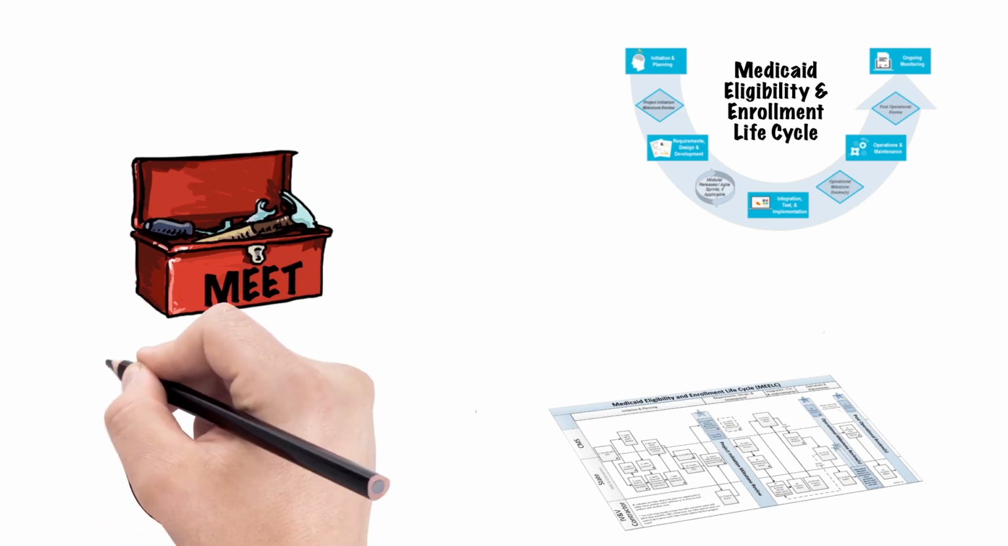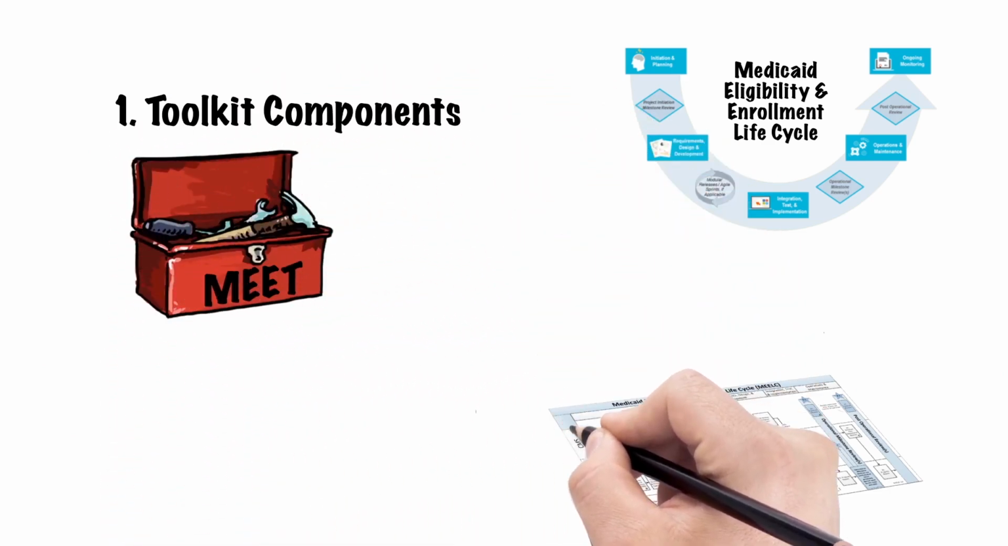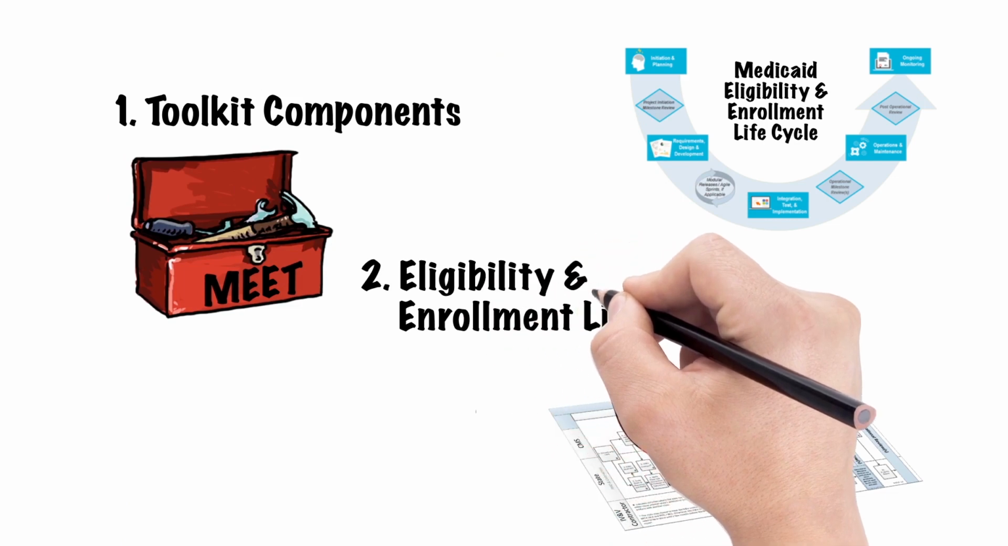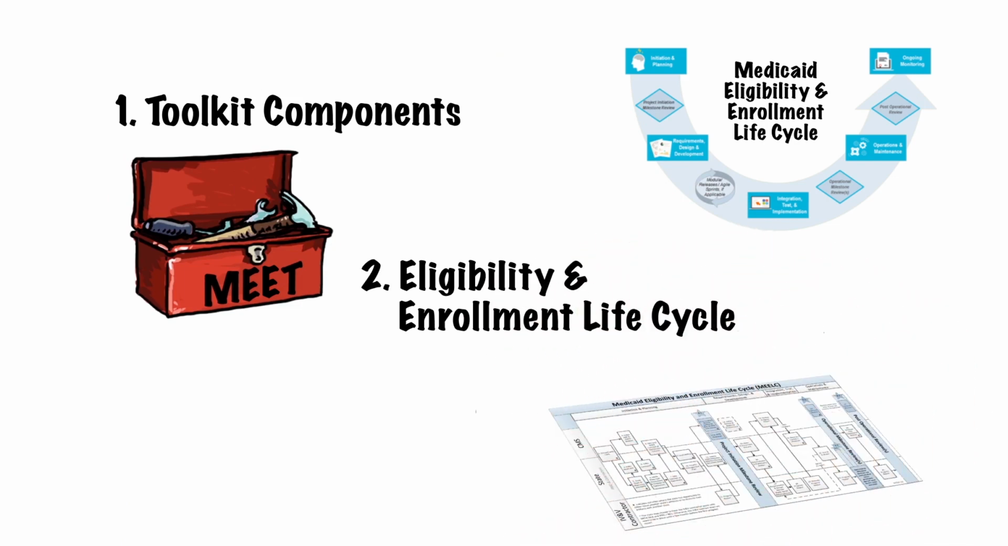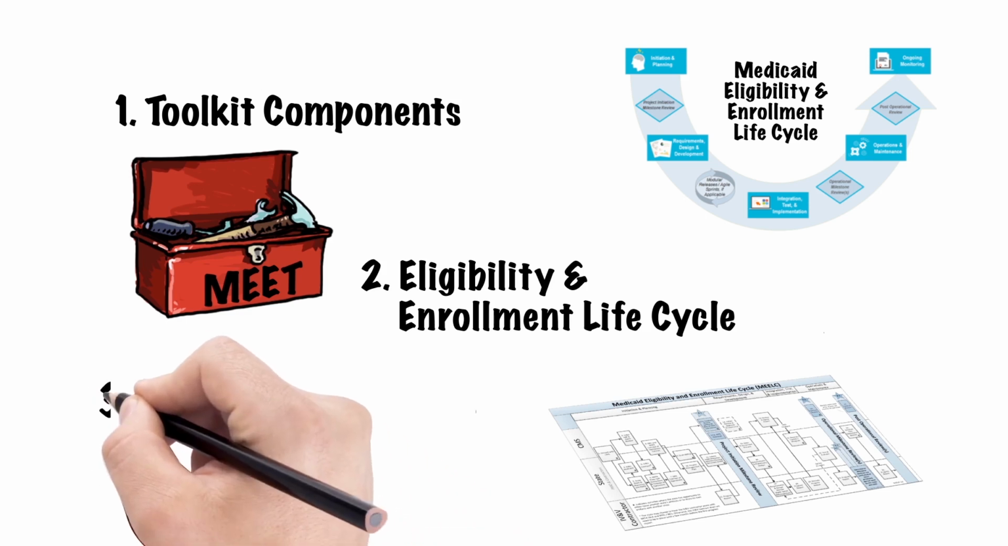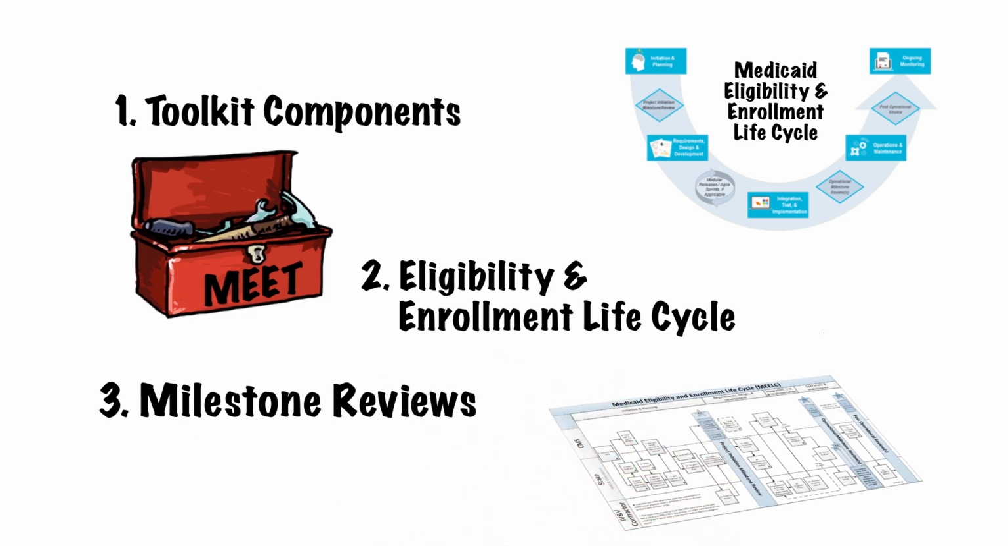We've separated this training video into 3 parts. In the first section, we'll tour the toolkit components. In the second section, we'll explain the Medicaid Eligibility and Enrollment Lifecycle Process, or MEELC, and how states can align with it even if they have already begun development. MEELC is used for projects that do not require certification. In Section 3, we cover how a state can prepare for a milestone review.